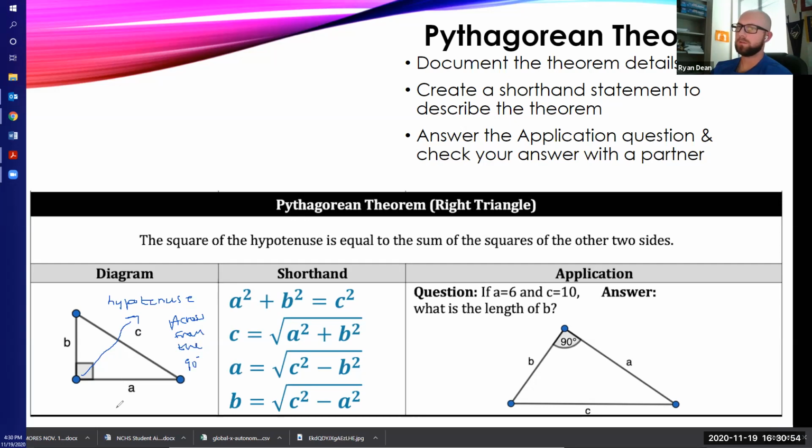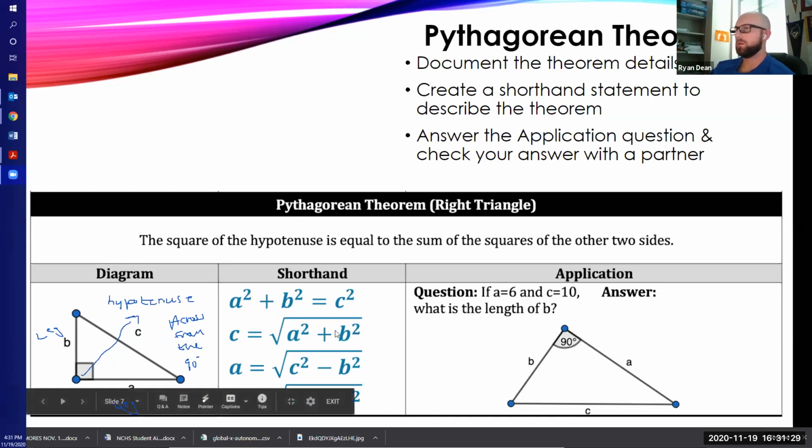Okay, and then that makes A a leg and B a leg. So these are three different scenarios that you could have for a squared plus b squared equals c squared. If you're solving for c, this side here, you're going to take the square root of a squared plus b squared. If you're solving for a, it's equal to the square root of c squared minus b squared. If you're solving for b, it's equal to the square root of c squared minus a squared. So we're going to be using this quite a bit.